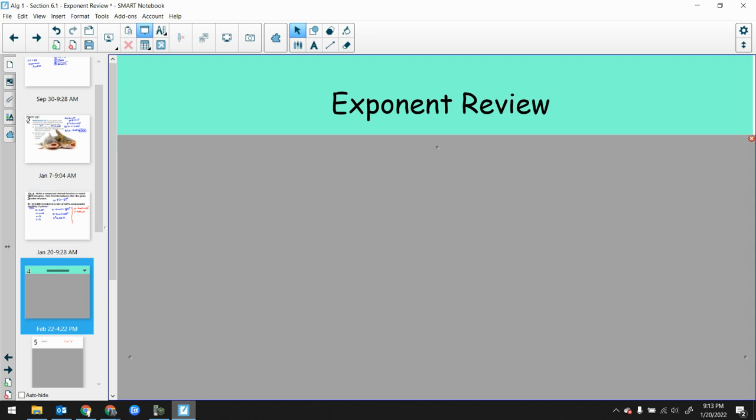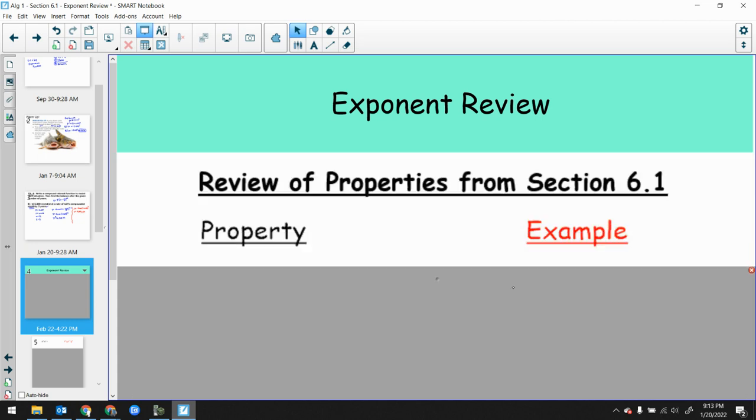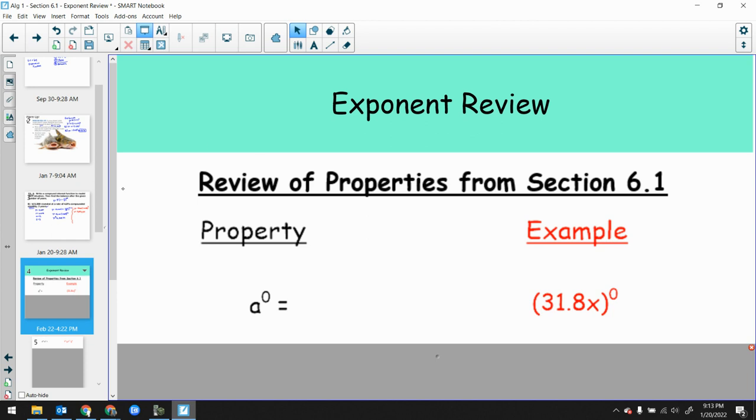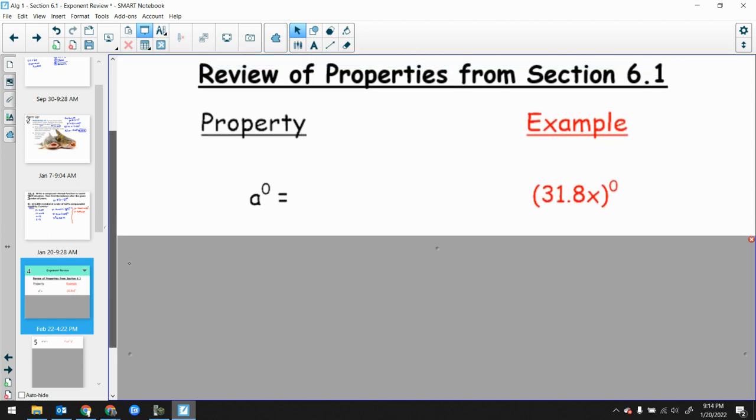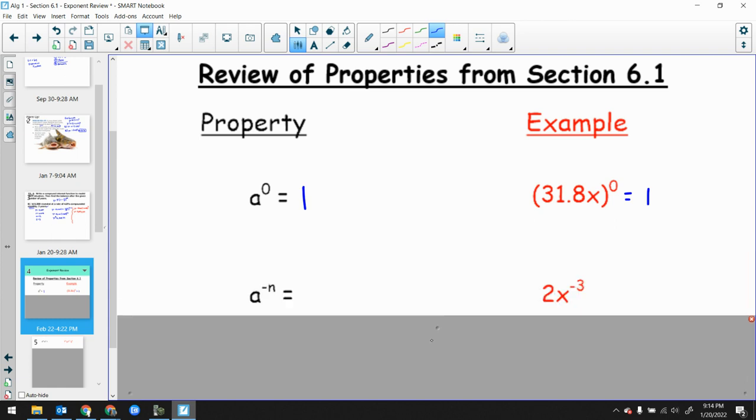All right, so let's go through our exponent review. You should have your guided notes out now. What I'd like to do now is go through an example of each type of property and show you what the property looks like and what an example would look like with it. All right, so our first property is the zero power property. Remember, anything to the zero power is 1, right? So this 31.8x to the zero power is 1, okay?